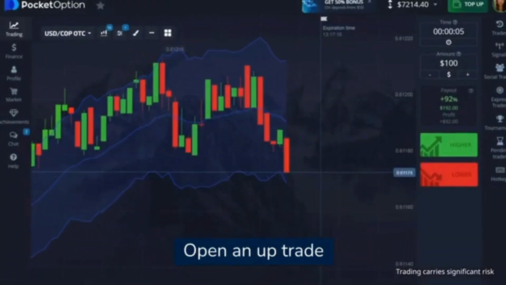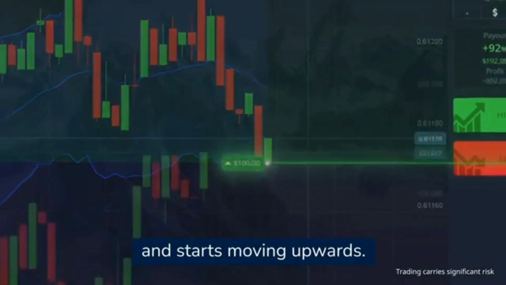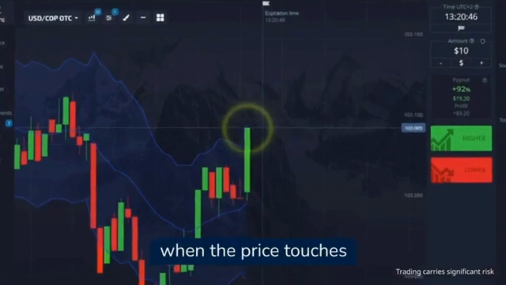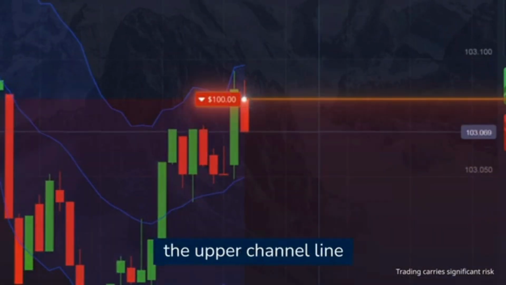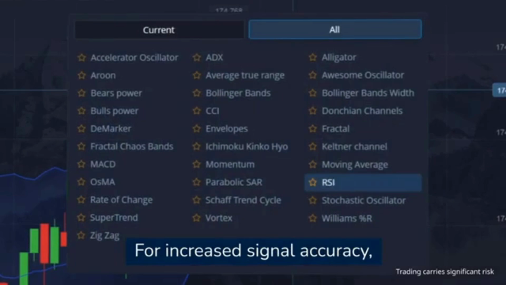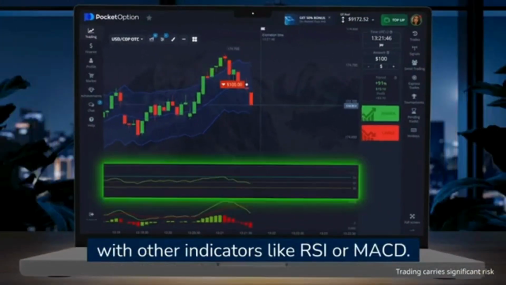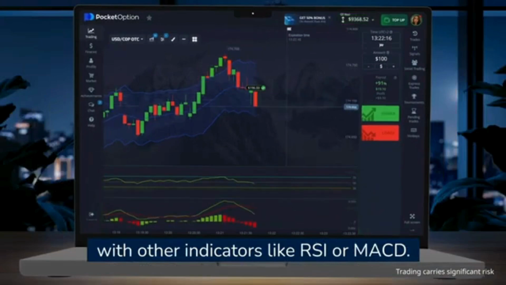Open an up trade when the price touches the lower channel line and starts moving upwards. Open a down trade when the price touches the upper channel line and starts moving downwards. For increased signal accuracy, you can combine the Keltner channel with other indicators like RSI or MACD.